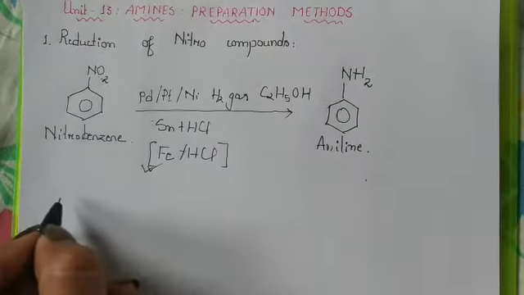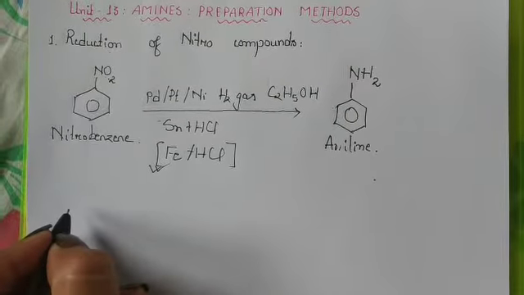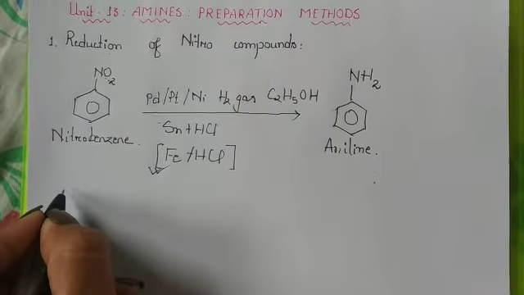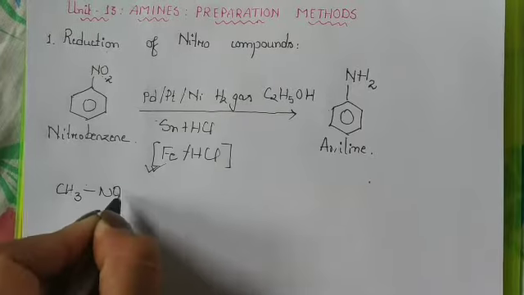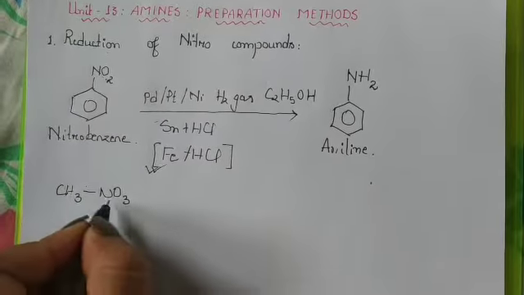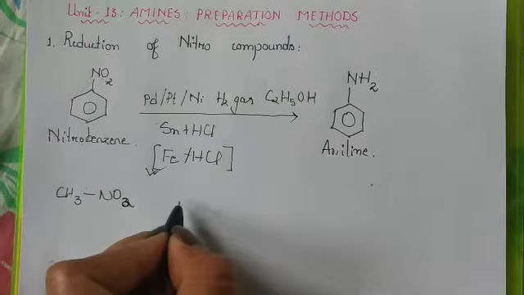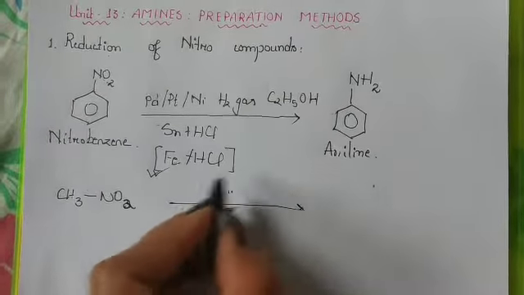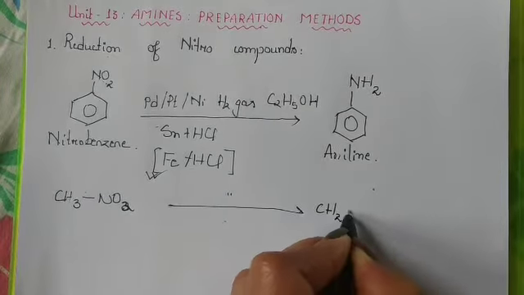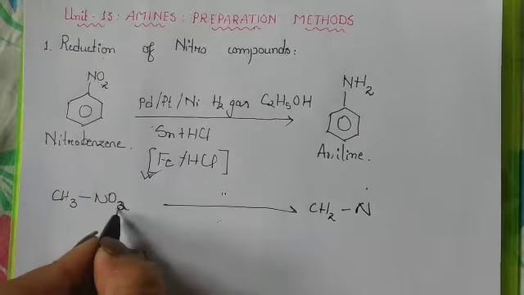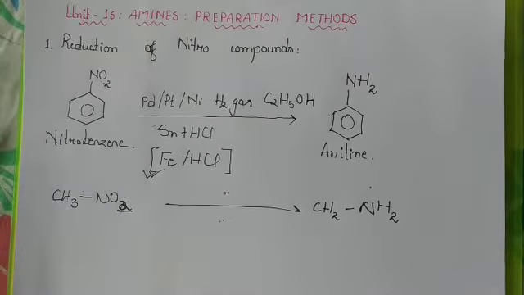And also nitroalkanes can be similarly reduced to their corresponding alkanamines. Therefore, let us see it. This is nitromethane. This is one carbon atom, so nitromethane can be reduced similarly using the same reducing agents to its corresponding alkanamine. Therefore, the two oxygen atoms will be removed and there will be addition of two hydrogen atoms.